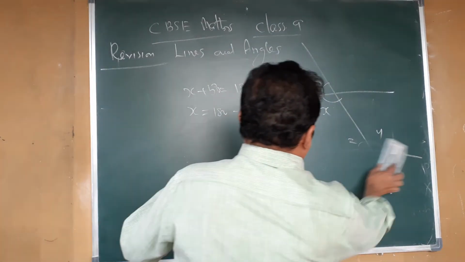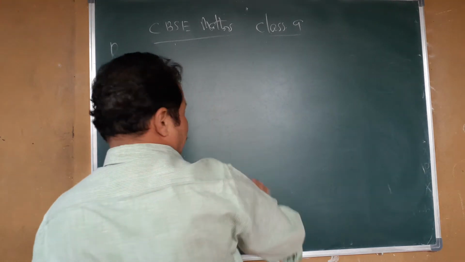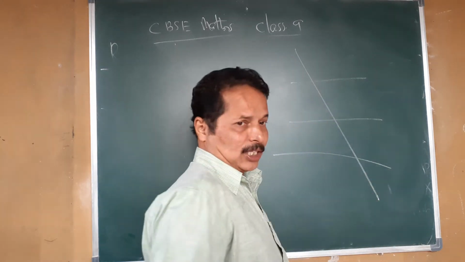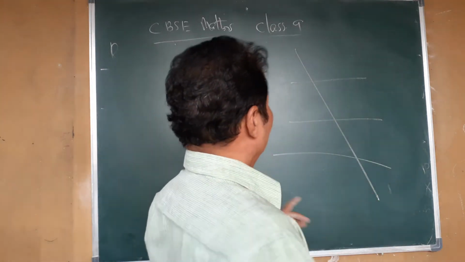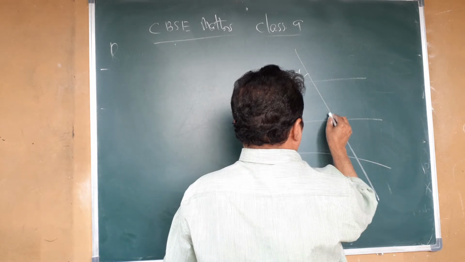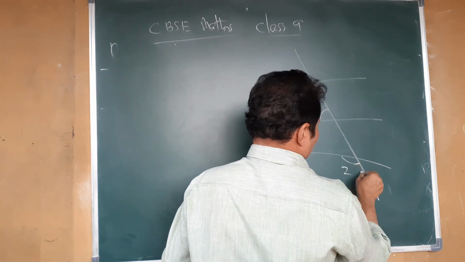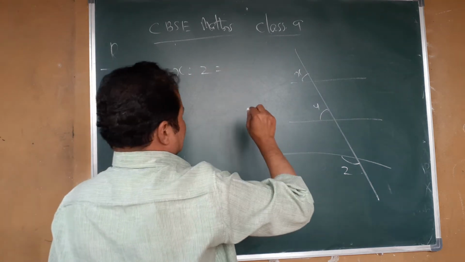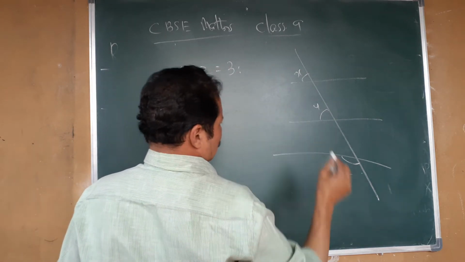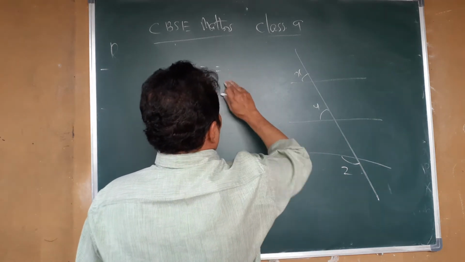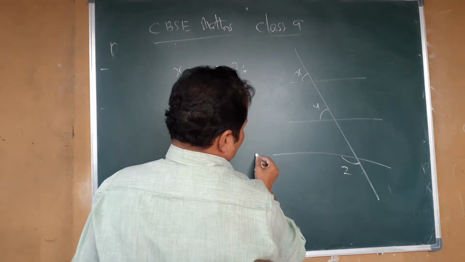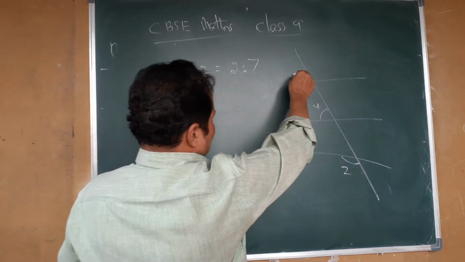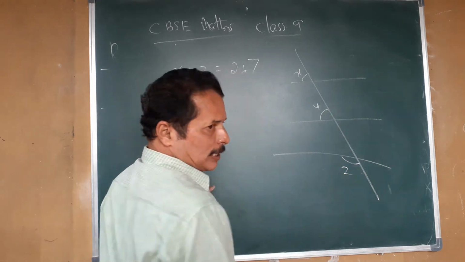Look at the three lines. Look here. Three lines, they are parallel. And there is a transversal. Given that the lines are parallel, here the question is X, Y and Z. And it is given X is to Z is 2 is to 7. Are you ready? X, Y and Z. You see that?